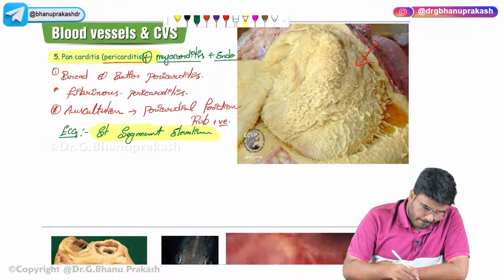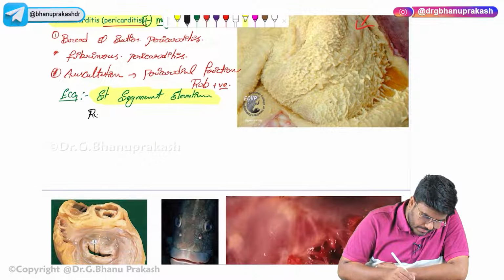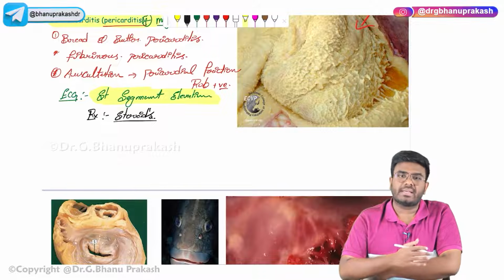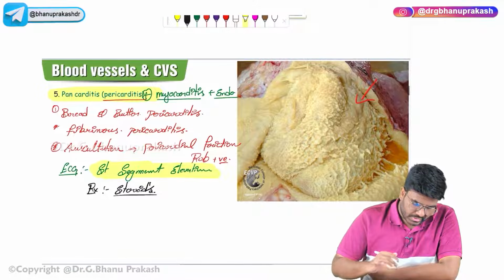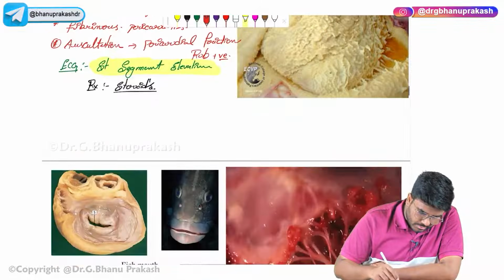Okay. Next, what is the treatment? The treatment of this pericarditis is steroids. Okay, steroids are used. I'm just trying to integrate as much as possible with the medicine. So, steroids are used to treat this pericarditis. Okay, it's a painful condition. Now, let's talk about myocarditis.